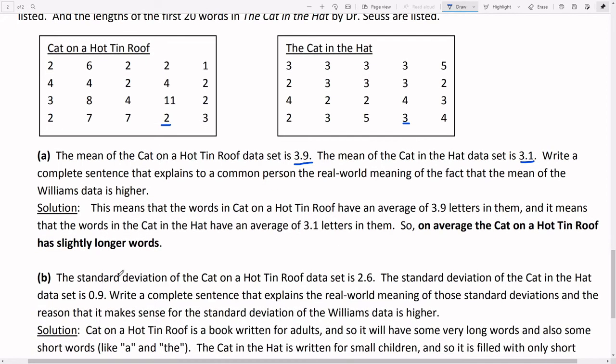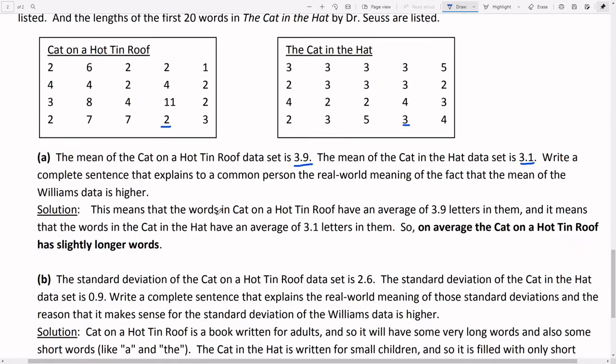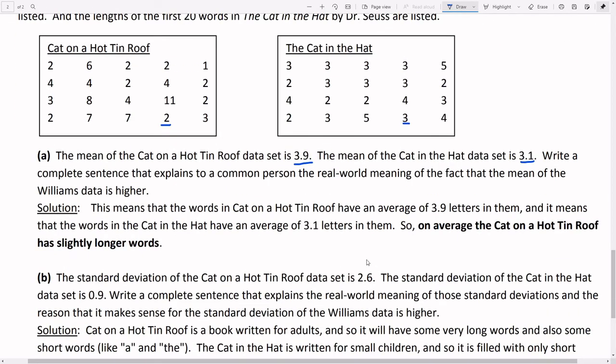So the next piece says the standard deviation is 2.6 for this first one. The spread is 2.6. The standard deviation of the next one, the Cat in the Hat, is 0.9. Tell me what that means. Well, what did we say? 2.6 is bigger than 0.9, right? It's bigger. What did bigger mean? Bigger tells me more spread.